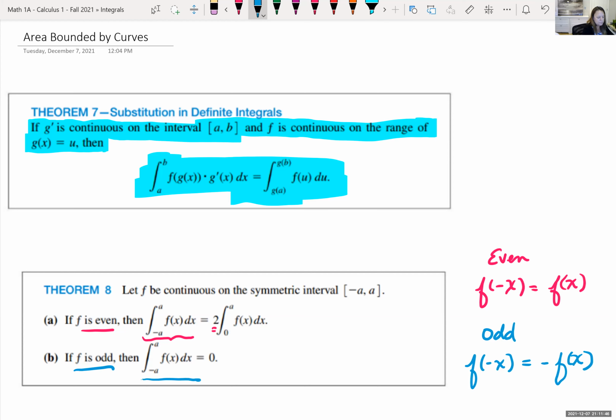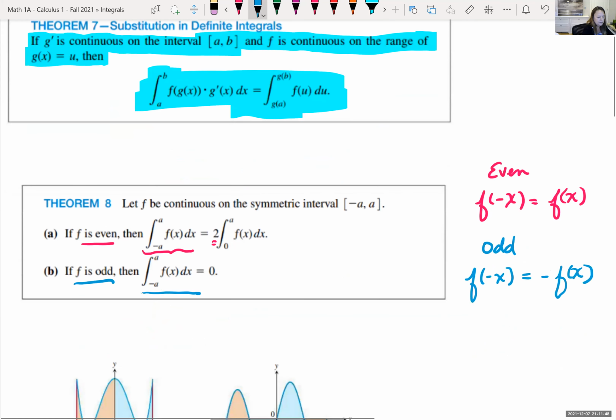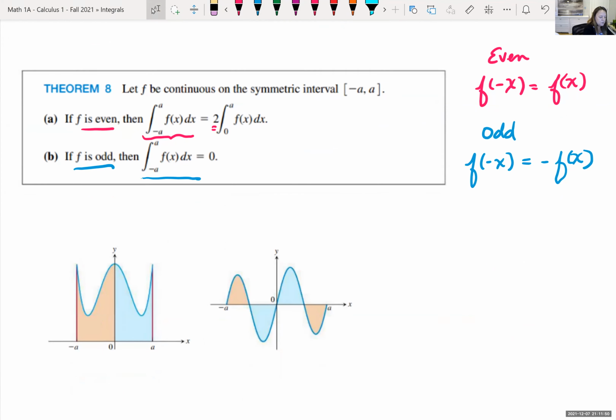So I kind of brought some pictures up to just verify. So this first image here is an image of an even function. So notice this area on the right from 0 to a is the same thing as the area on the left from 0 to a. And so we could just look at the integral from 0 to a and double that to get what that integral from negative a to a is.